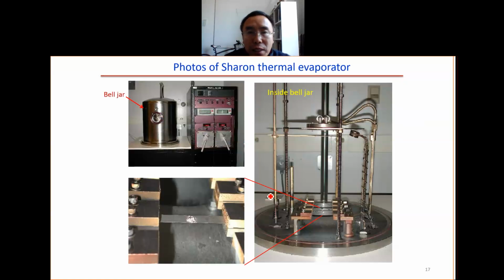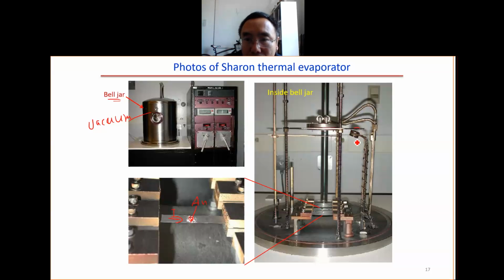Here is the photo of the thermal evaporation. We have the bell jar, and this is the vacuum chamber. Inside it looks like this. This part is the heating part, where we pass the current to heat up. This is the source material, like gold or silver. In this case, we can do evaporation of 4 different materials at the same time.